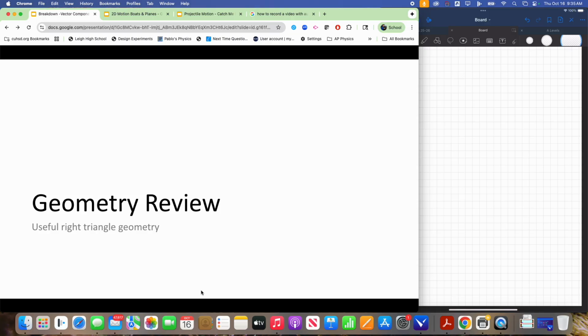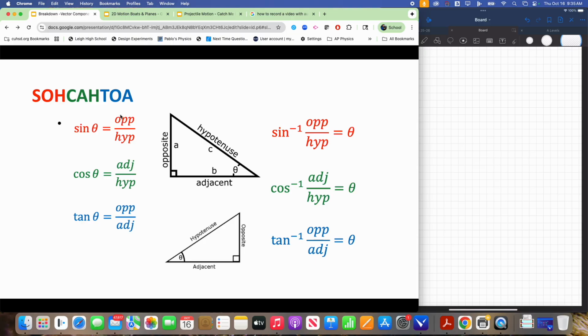And I also want to remind you that we have been reviewing right triangle geometry. We're going to be using that more when we're breaking up vectors into horizontal and vertical components. So we're going to be using SOHCAHTOA, which is, remember, sine of an angle, cosine of an angle, and tangent of an angle are a relationship between the sides of a right triangle and a specific angle for a right triangle.